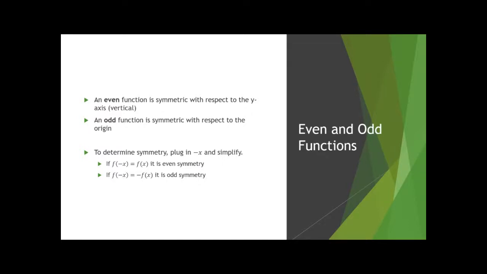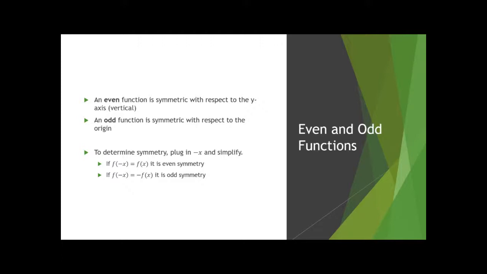That one's harder to visualize because it's reflecting over the horizontal and then again over the vertical. It's reflecting in 2 pieces. So it's a little harder to visualize that. So we do have ways to figure it out algebraically.